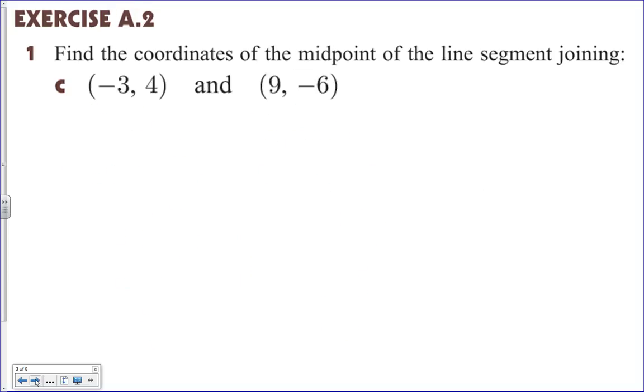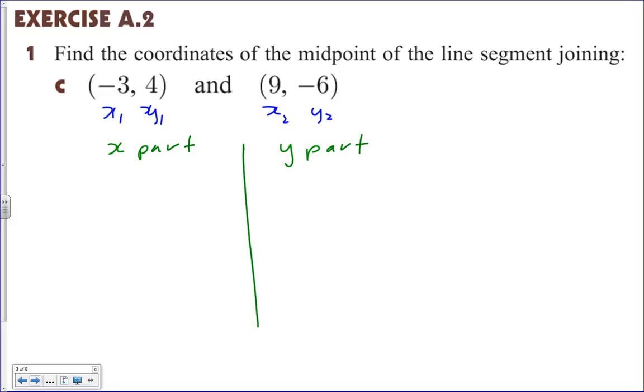Find the midpoint here. Label x1, y1, x2, y2. Again, separate my page, x part, y part, just so I know which one I'm doing. So the x midpoint is going to be x1 plus x2 over 2. Y midpoint is going to be equal to y1 plus y2 over 2.